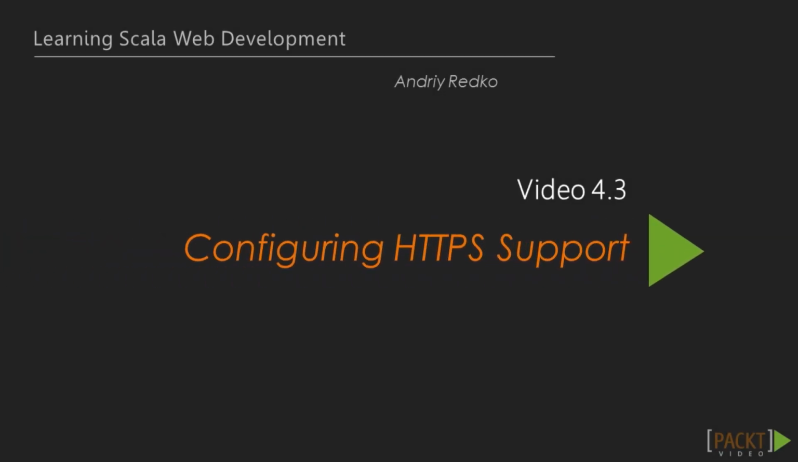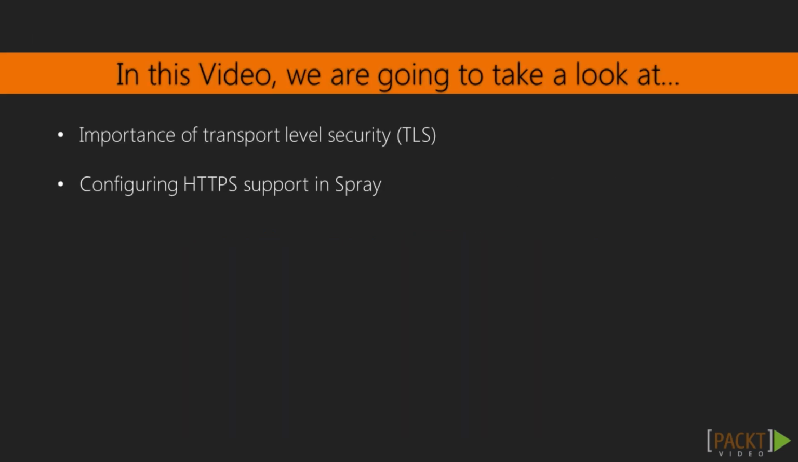In the previous video, we looked at the authorization process and how it complements authentication. However, we finished at the important point that HTTP basic authentication credentials could be intercepted and the whole system could be easily compromised. In this video, we're going to take a look at the secure version of the HTTP protocol, namely HTTPS, how it works, and how to configure the spray-can HTTP server to support it. At the end of this video, we're going to have our book application web services accessible over the HTTPS protocol only.